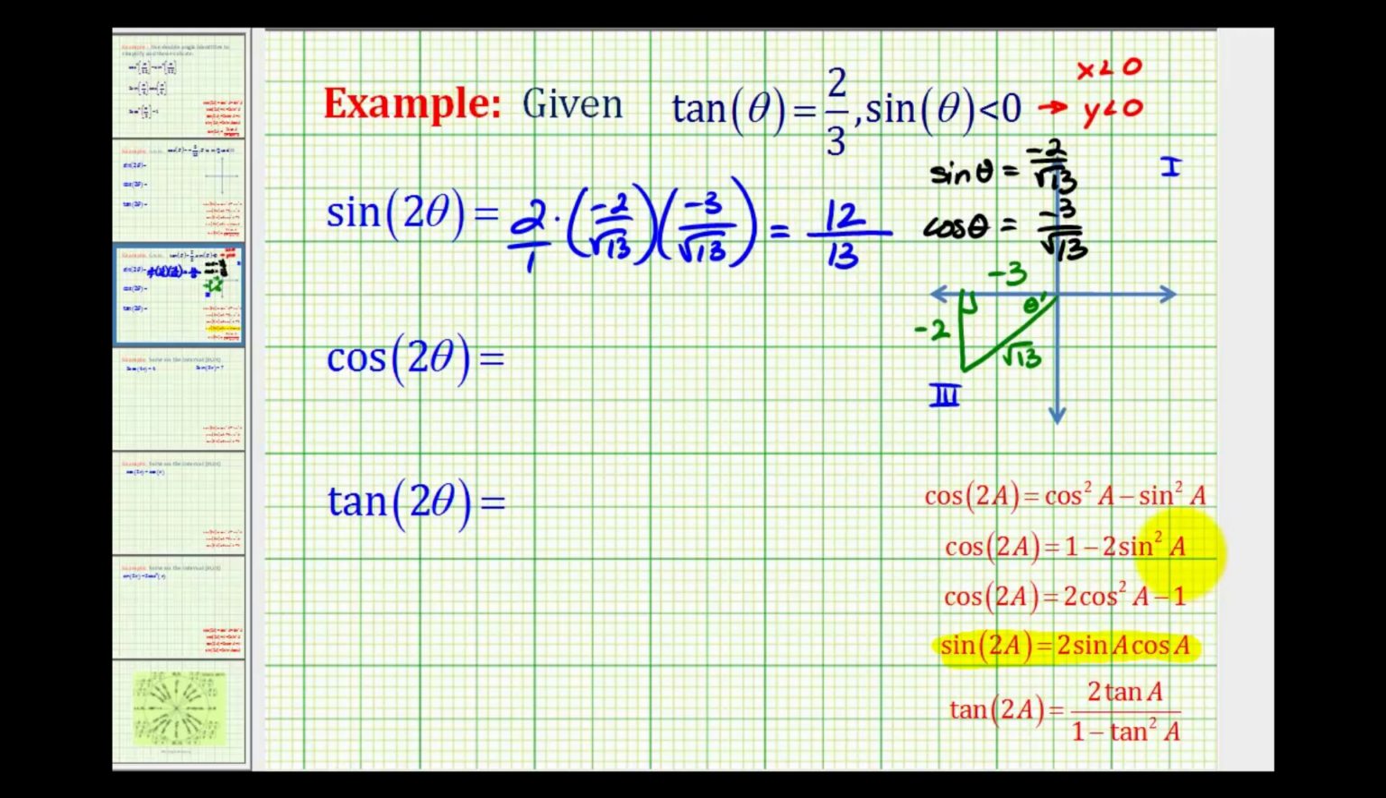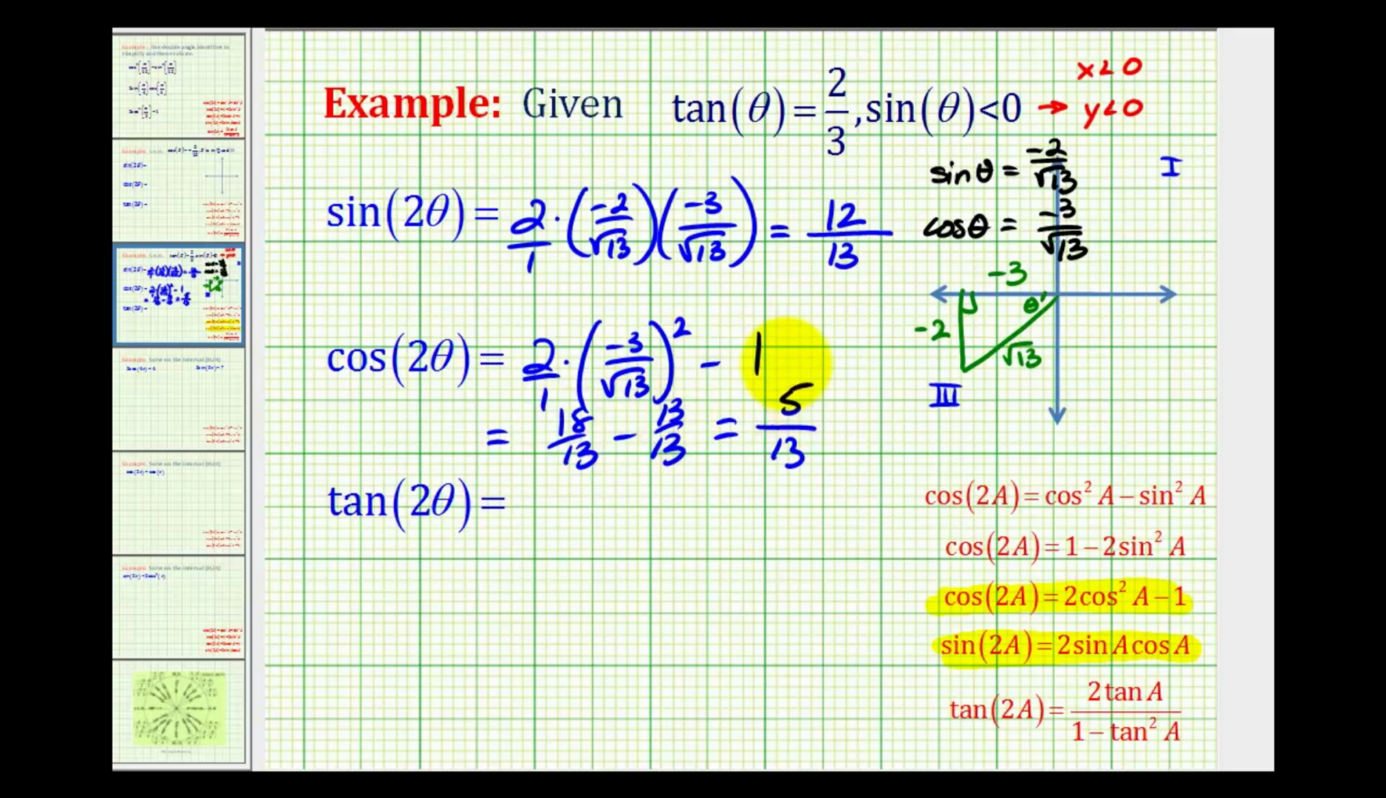Now for cosine 2 theta we have a choice of identities. Let's just go ahead and use this one here that involves cosine theta. So cosine 2 theta is equal to 2 times cosine theta squared minus 1. So we'll have 2 times negative 3 over square root of 13 squared, minus 1. Let's go ahead and put this over 1. Let's start by squaring this. We're going to have 9 over 13. So 9 over 13 times 2 over 1 is going to be 18/13 minus 1, which is 13/13. So we have a common denominator of 13, and 18 minus 13 is equal to 5. So cosine 2 theta is equal to 5/13.